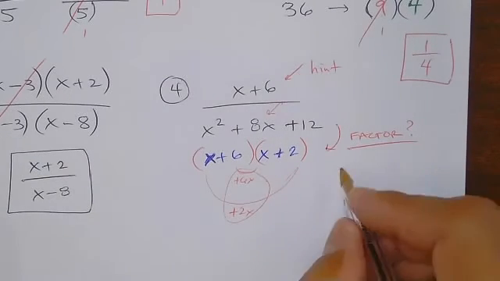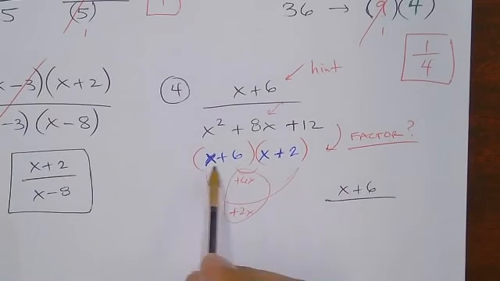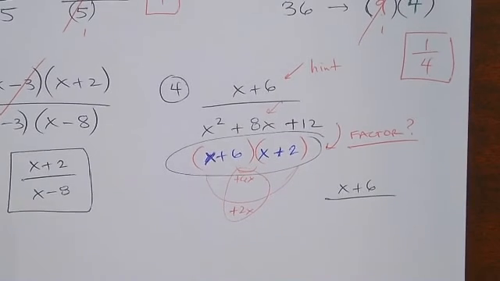So bottom line is now we got what? Well, let me clean up this problem. I got sloppy, right? So now the top was, or the numerator was x plus 6.